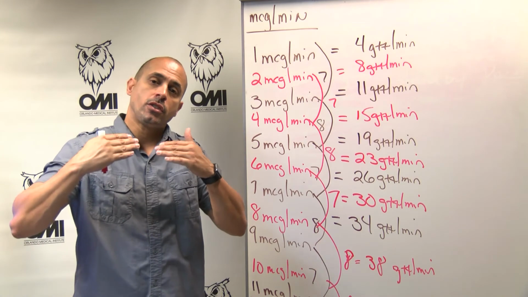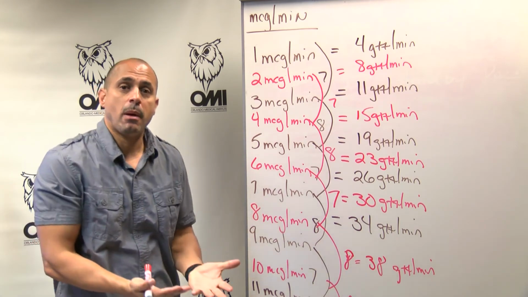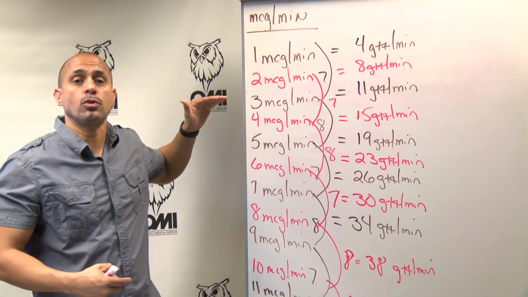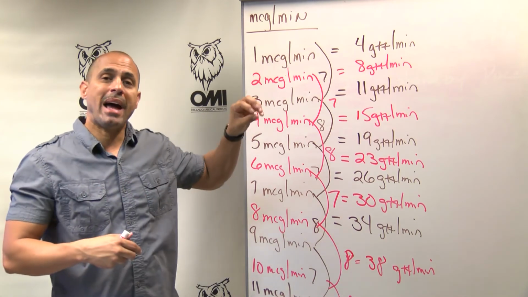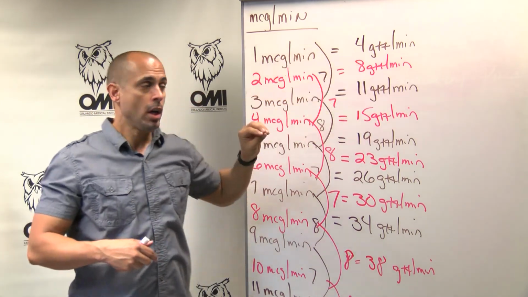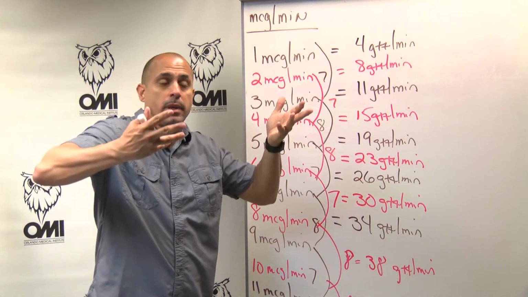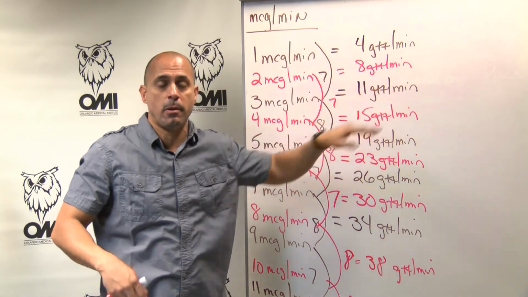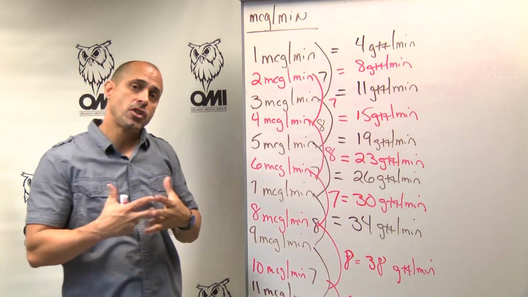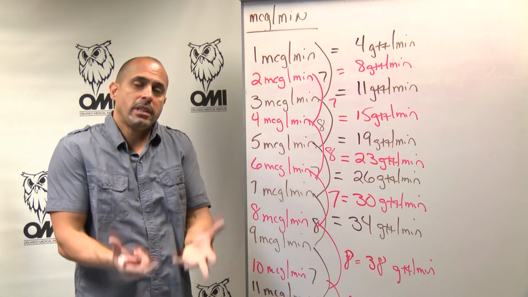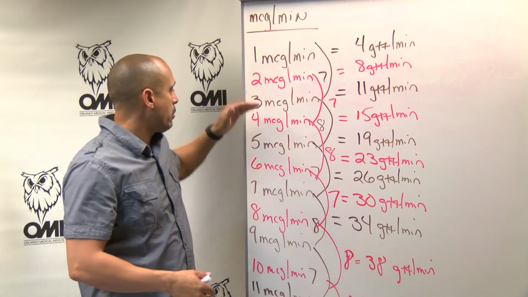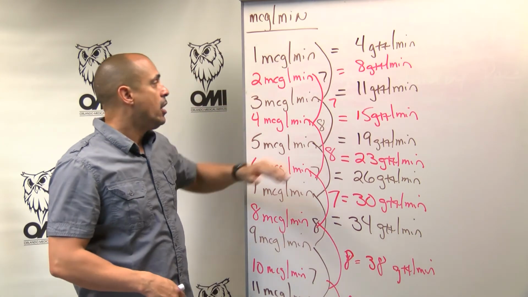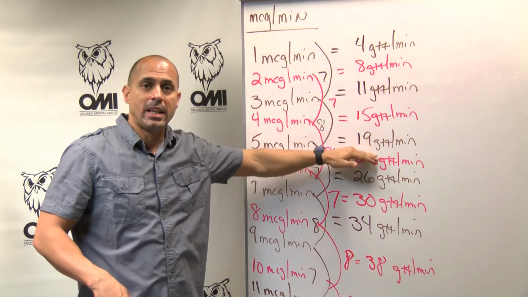If I want to titrate that to the effect because my pressure hasn't gone up, I'm going to go to 3 mics per minute. So I'm going to add 7 to the 4. Now I'm going to titrate it and speed up my drops to 11 drops per minute. If I haven't achieved my goals yet, haven't got that blood pressure back up, then I'm going to go to the next. I'm going to go up to 5. So I'm going to add 8 to 11, 19 drops.